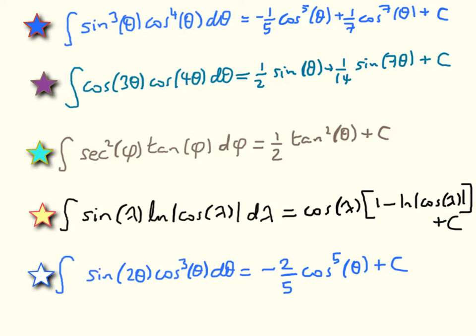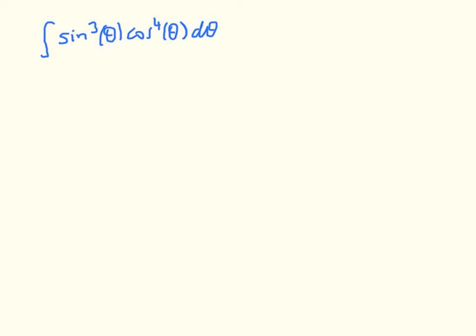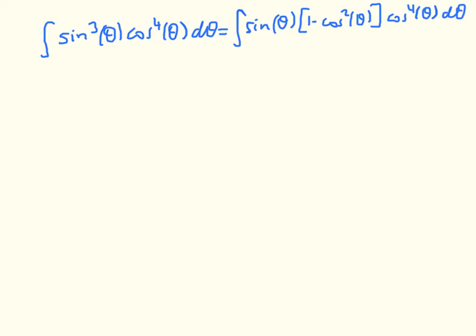So in this integral we have a product of sines and cosines, and if both powers are even we would use a double angle formula. However, one of the powers here is odd. So therefore what we do is we write our integral as the integral of sine of theta. We just pull out one power of sine times sine squared, and I'm immediately going to write sine squared as 1 minus cos squared of theta, multiplied by cos to the fourth of theta, integrated with respect to theta.